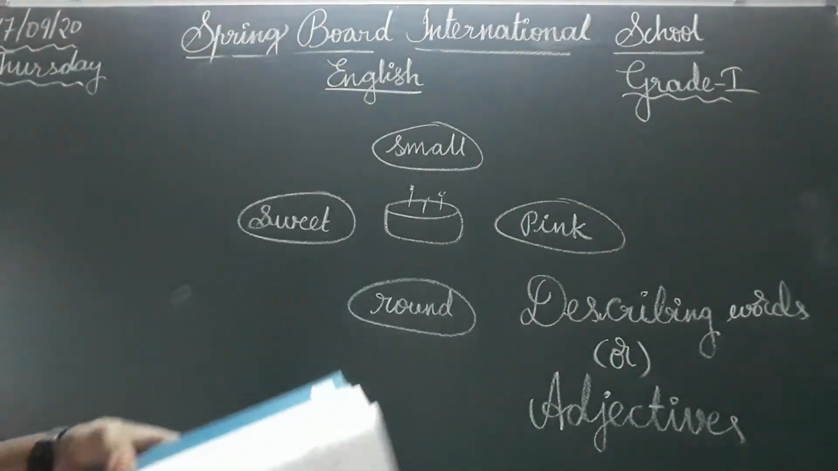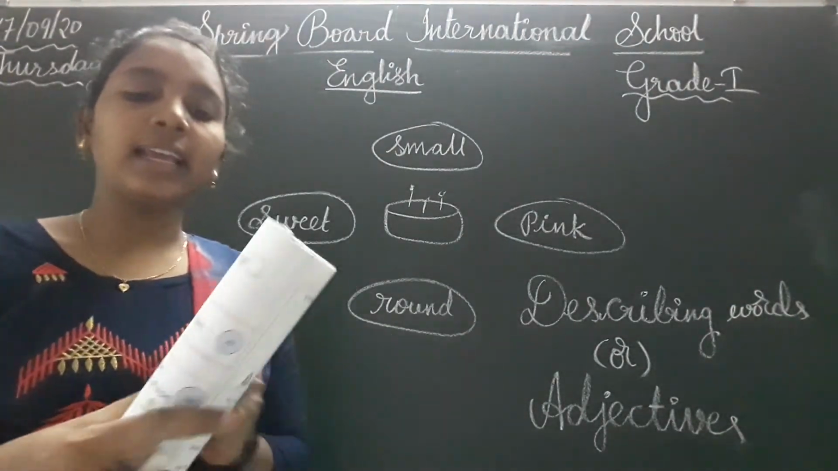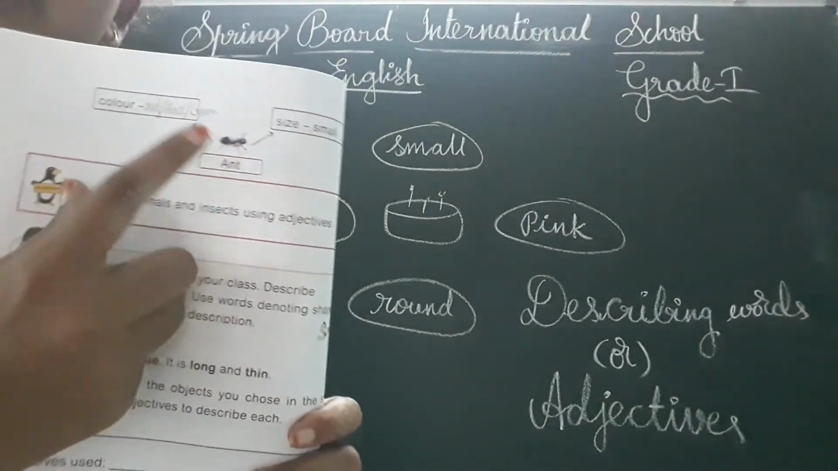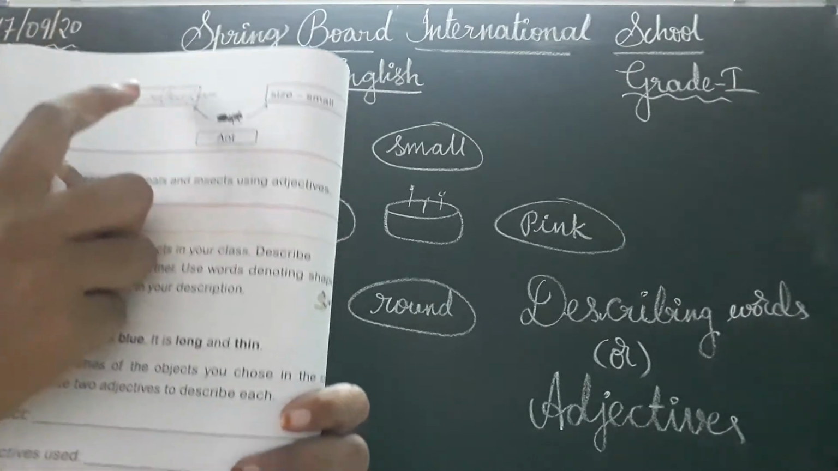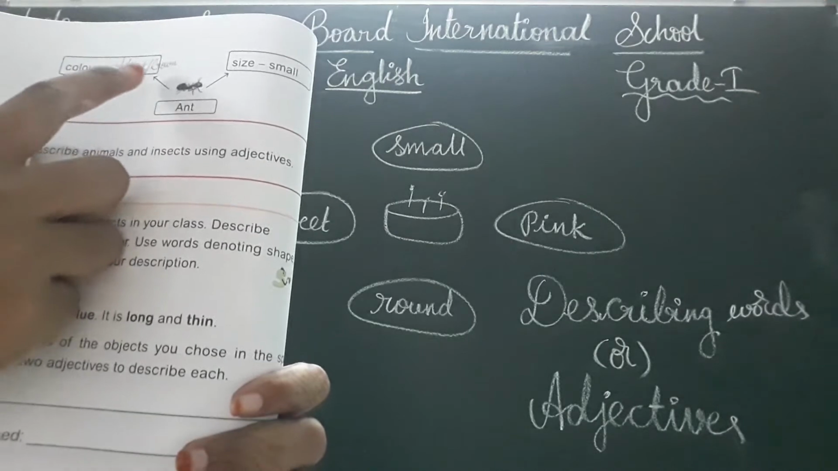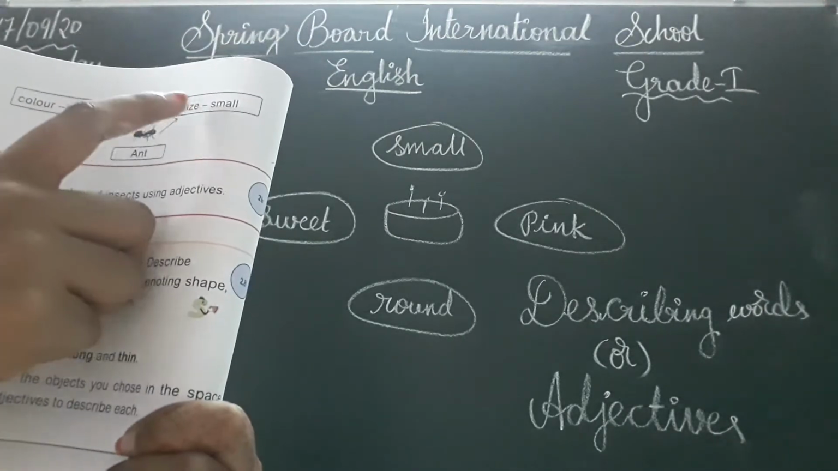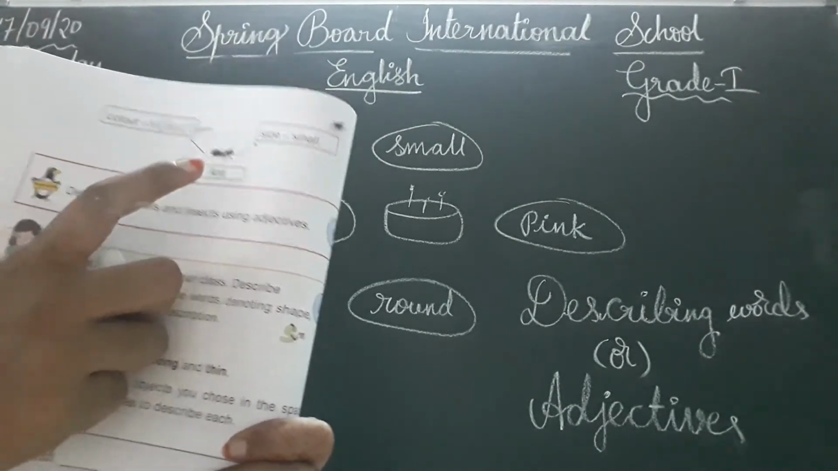Now turn your pages. This is studio page number 24, and again here an ant is there. Already two columns have been completed. They have given color. In which color will the ant be? Some ants will be red, some ants will be black, and some will be brown. Is the size small or big? It is small. Okay, this is the ant, children.